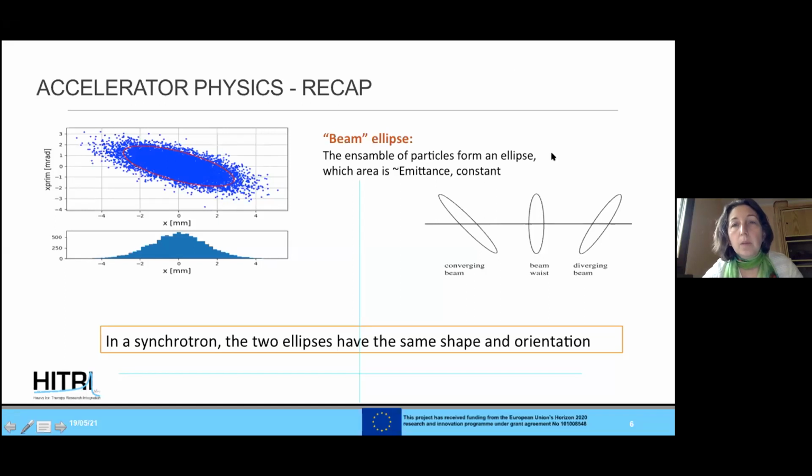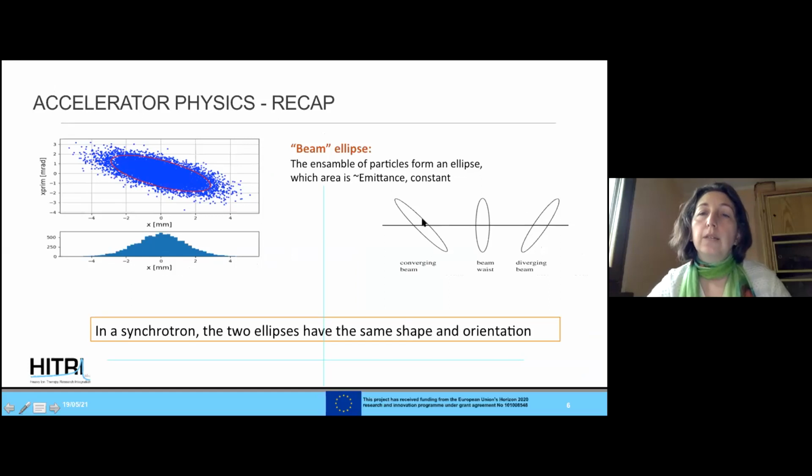So this ellipse, whether it is the accelerator or the beam ellipse, will change shape along the longitudinal coordinates, so along the ring circumference. But after one turn, you will get to the same shape. And important, the area of this ellipse is a constant, is an invariant of motion. And this is very important.